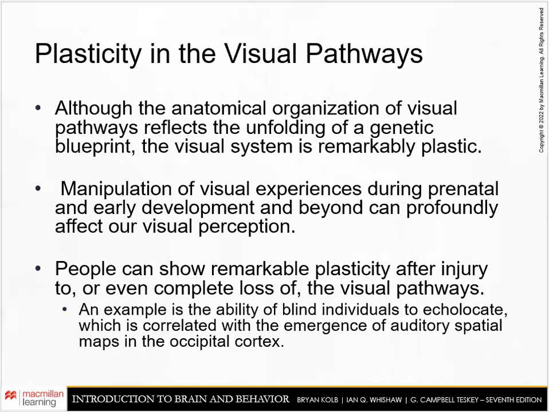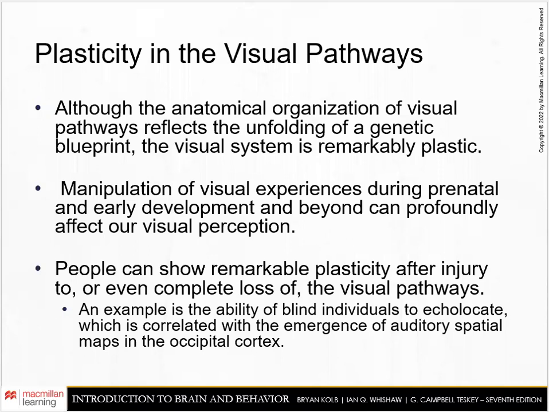So what about the plasticity in the visual pathways? Although the anatomical organization of visual pathways reflects the unfolding of a genetic blueprint, the visual system is really quite plastic. The manipulation of visual experiences during prenatal and early development and beyond, it can profoundly affect our visual perception. People can show remarkable plasticity after injury to and even complete loss of the visual pathways. An example is the ability of blind individuals to echolocate, which is correlated with the emergence of auditory spatial maps in the occipital cortex.